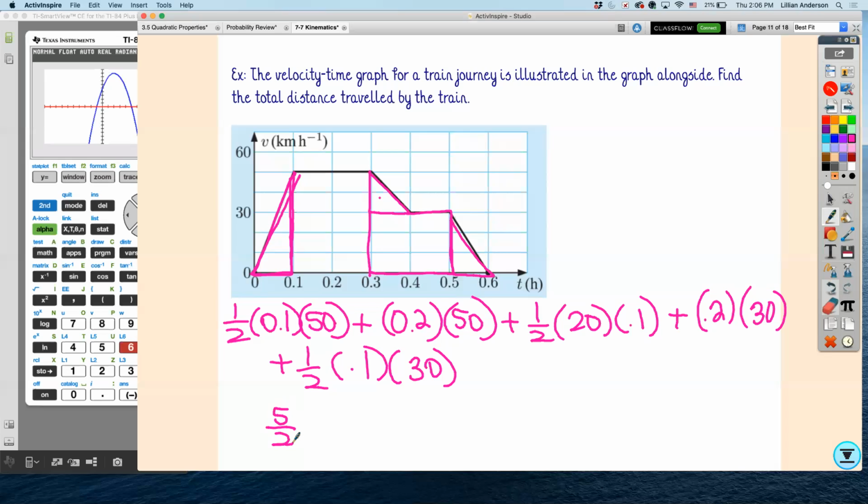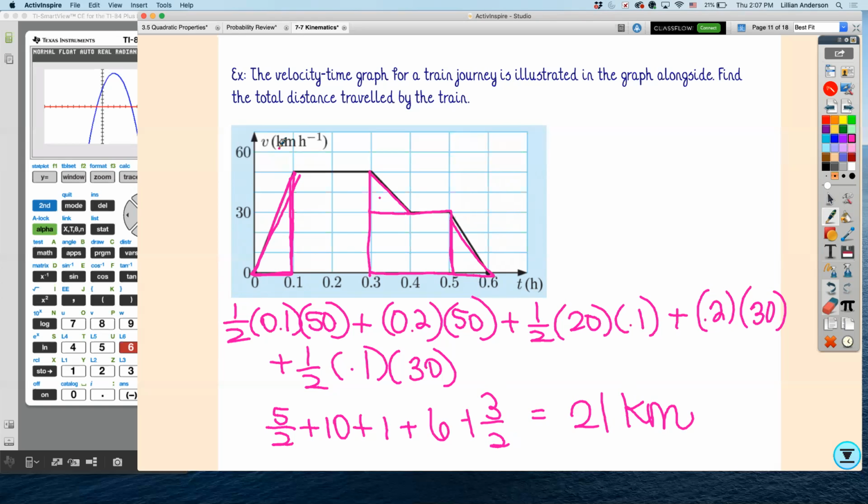So that's 5 and 5 halves. Then what's 50 times 0.2? What's 1/5 of 50? 10. And then what's half of 20 times 0.1? Bring over the decimal place: 1. Then 0.2 times 30 is going to be 6. Or what's 1/5 of 30? And then over here, if I move the decimal place over, that gives me 3, and then half of 3. What's 5 halves plus 3 halves? So then my total distance traveled is 21 kilometers, because it's in terms of kilometers. That's finding distance traveled without the equation.